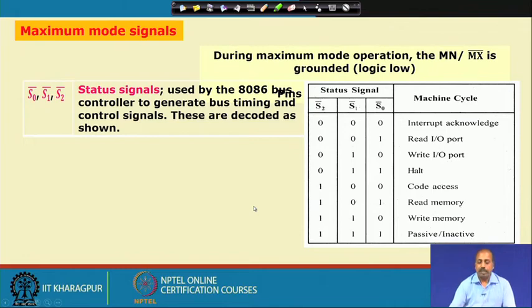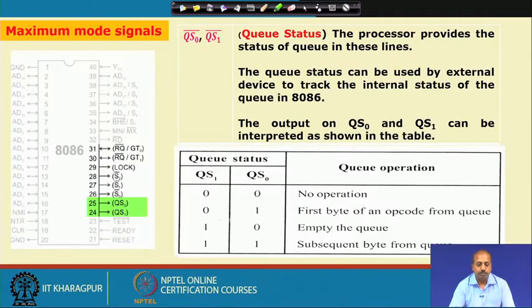On the other hand, for the maximum mode of operation, the MN/MX bar line has to be grounded, and the status signals S0, S1 and S2 are used by the 8086 bus controller to generate bus timing control signals. The decoding is like this: if it is 000, it is interrupt acknowledge; 001, read IO port; and so on. That way it gives information about what operation the 8086 is doing now. The status lines give that indication.